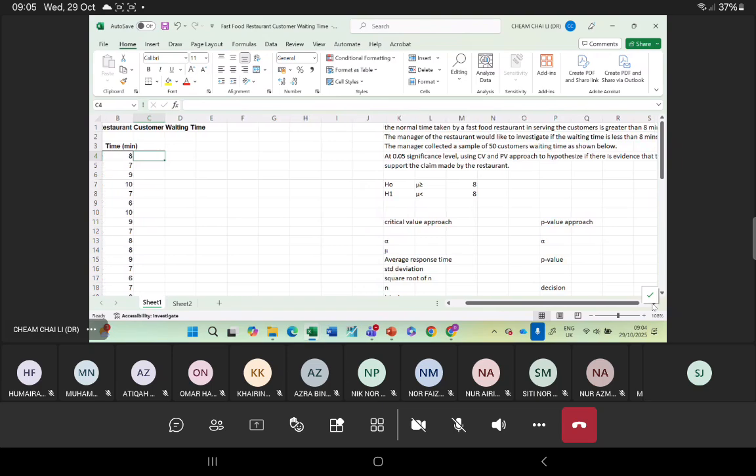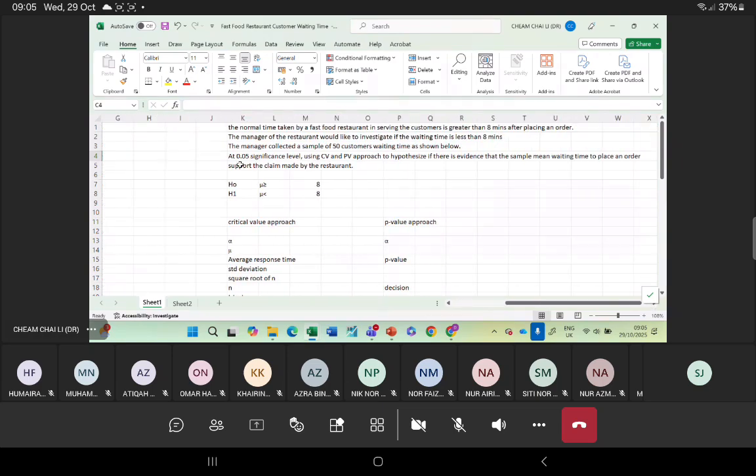And the scenario, this is the scenario. So the normal time taken by a fast food restaurant in serving the customer is greater than 8 minutes after placing an order. So the manager of the restaurant would like to investigate if the waiting time is less than 8 minutes. Okay, so this is the statement you need to put in the alternative hypothesis. Right, kita nak investigate kan.